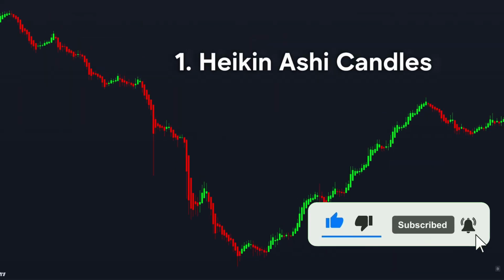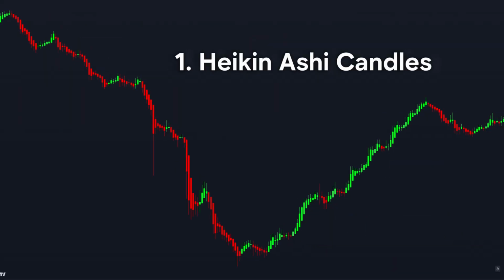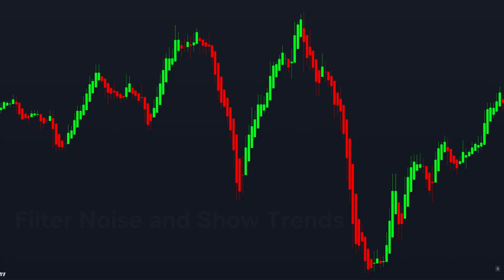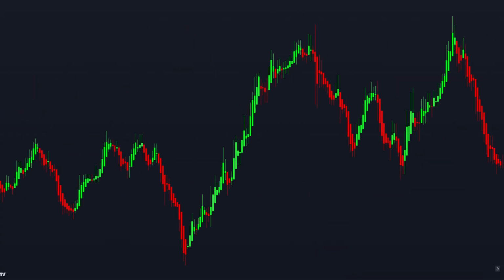To start off, we have one of the more popular chart types. You might have heard of these before. These are Heikin Ashi candles. These candles can filter noise and identify trends. Without adding any indicator or moving average to our chart, we have a smoother version of the market to work with. These are the most similar alternative we have to regular candlesticks.